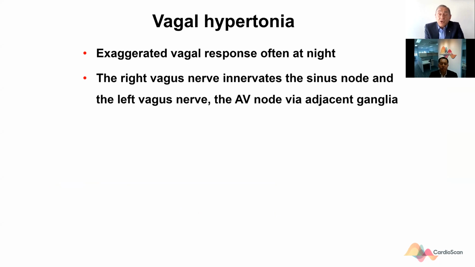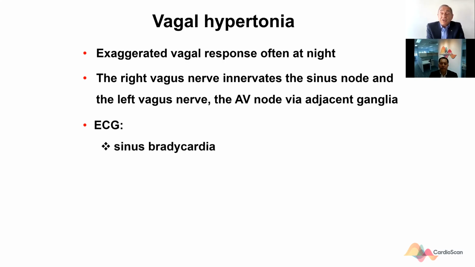The right vagus nerve innervates the sinus node, and the left vagus nerve, the AV node, via adjacent ganglia. Now, this is something that I use rather loosely, but those in the know recognize that these adjacent ganglia are innervated by the right and the left, but it fits the high vagal hypotonia nicely. So I just say that the right vagus nerve innervates those ganglia around the superior vena cava and the right atrium, and the left is around the AV node.